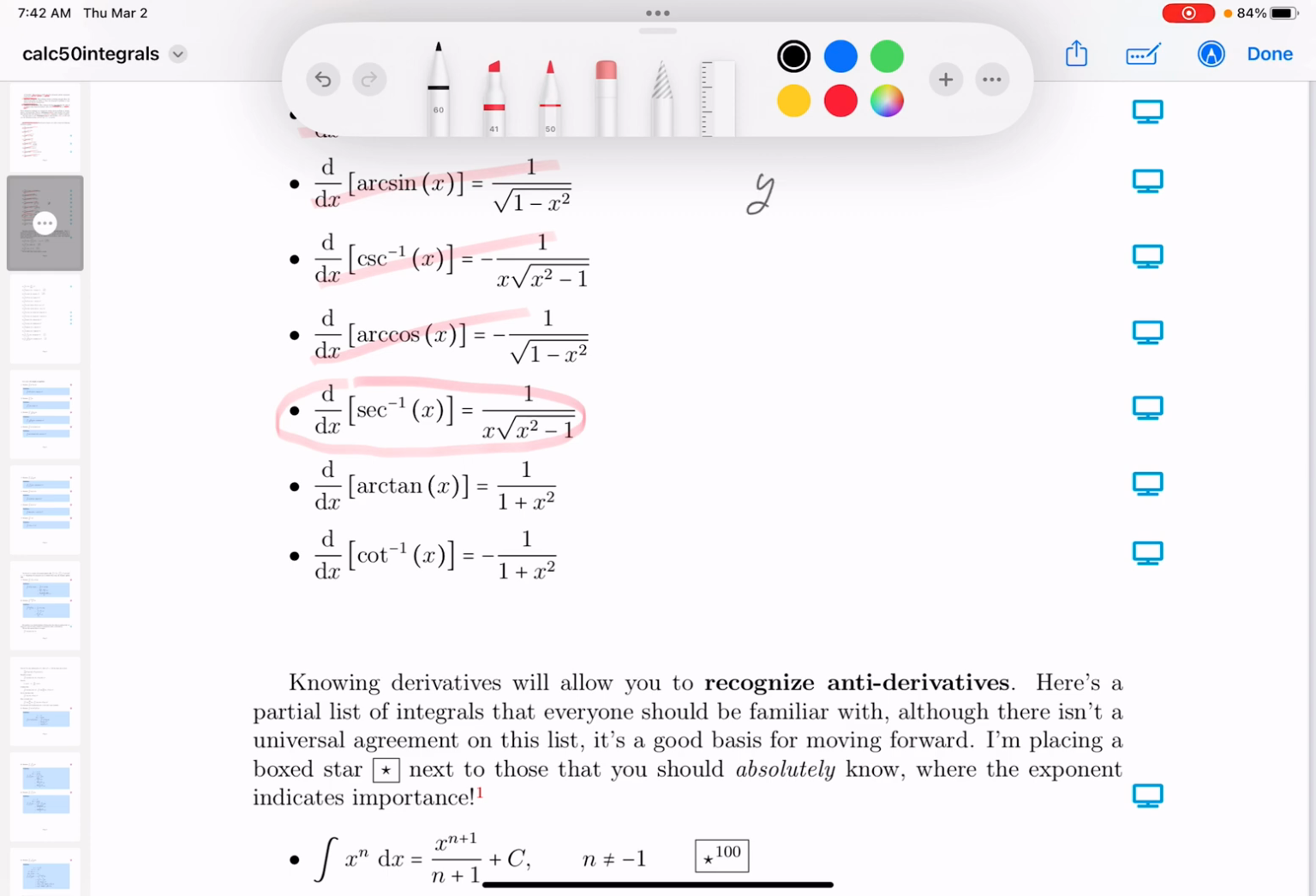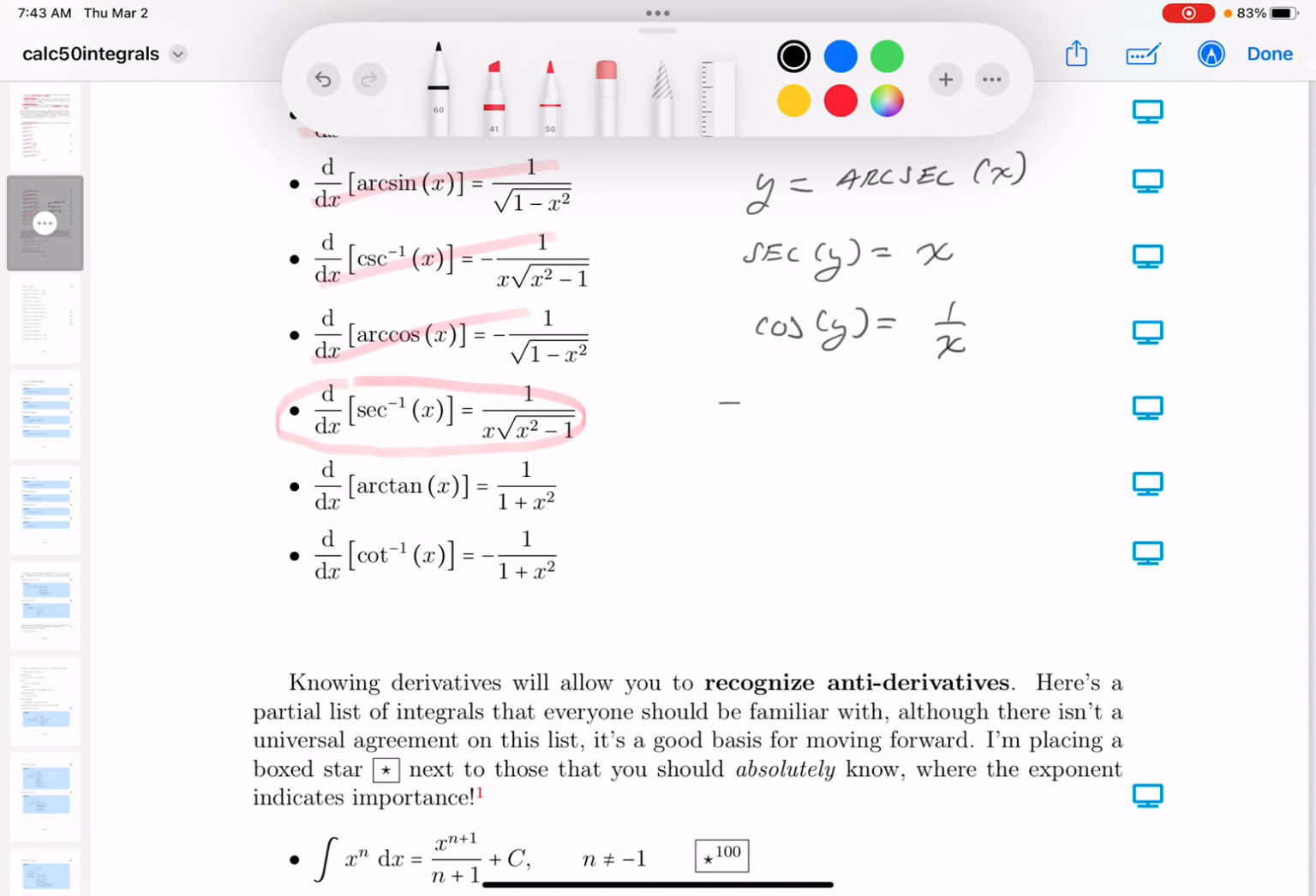So y equals the arc secant. Arc secant. So what does that mean? It means the secant of y is equal to x. And I really don't like the secant. I want to go back to a more familiar function. So I'm going to say the cosine of y is equal to 1 over x. What I'm going to do now is differentiate.